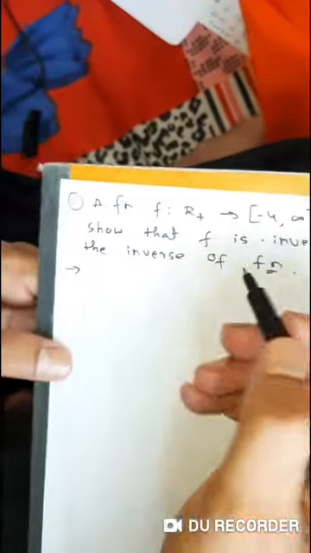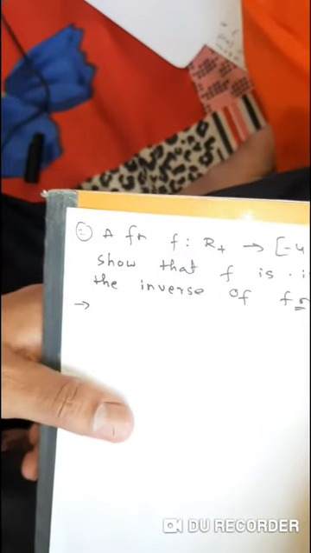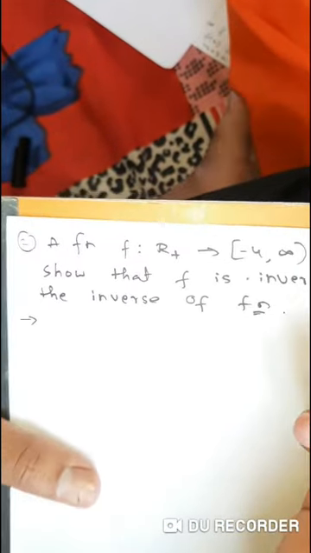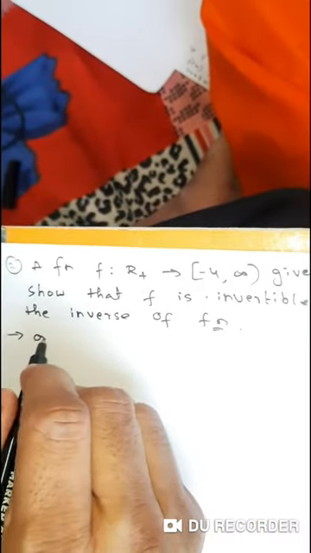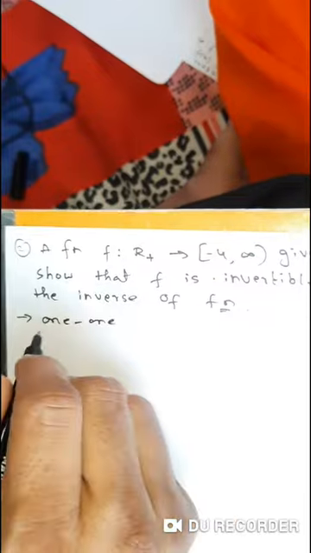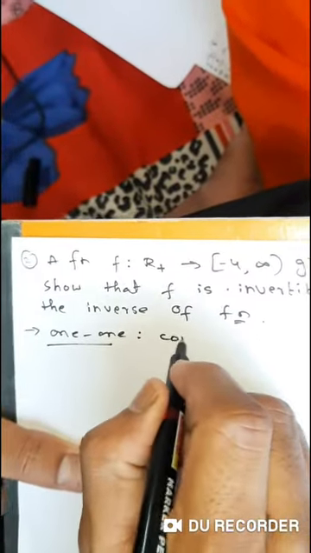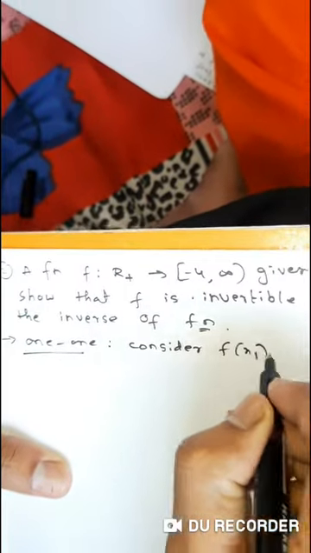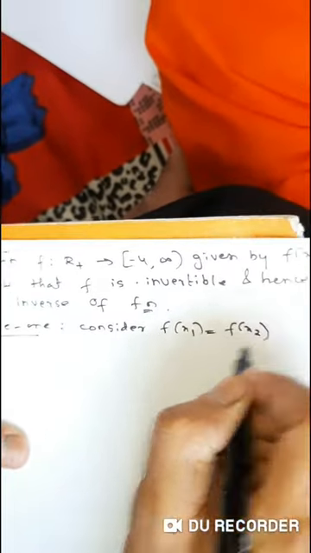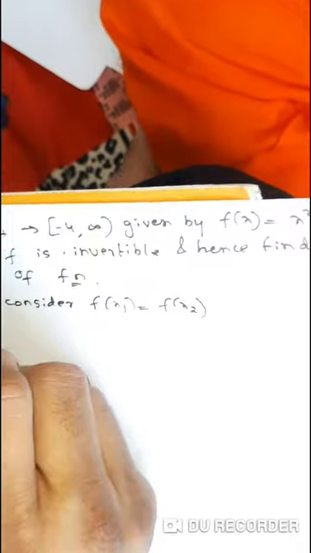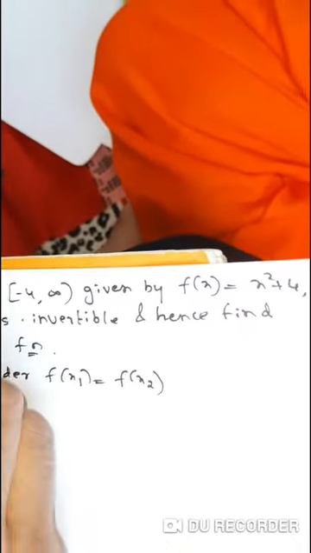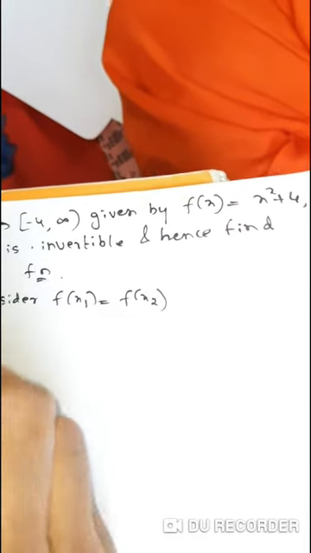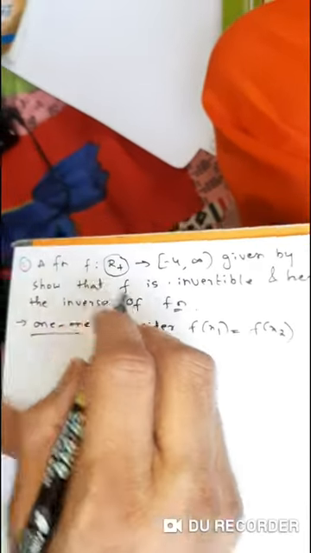Same way we go again, we can prove the invertible functions by first definition, that is the function should be one-one and onto. So one-one is, again same definition mathematically. Consider f of x1 is equal to f of x2, then we must prove x1 equal to x2 for every x belongs to R plus. R plus is nothing but the set of all non-negative real numbers.